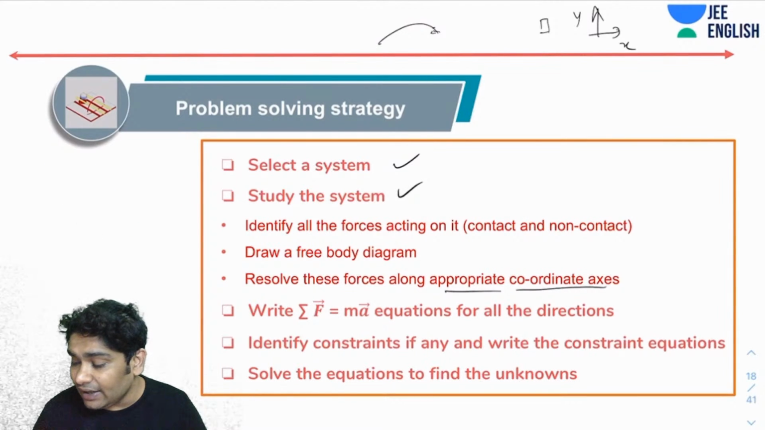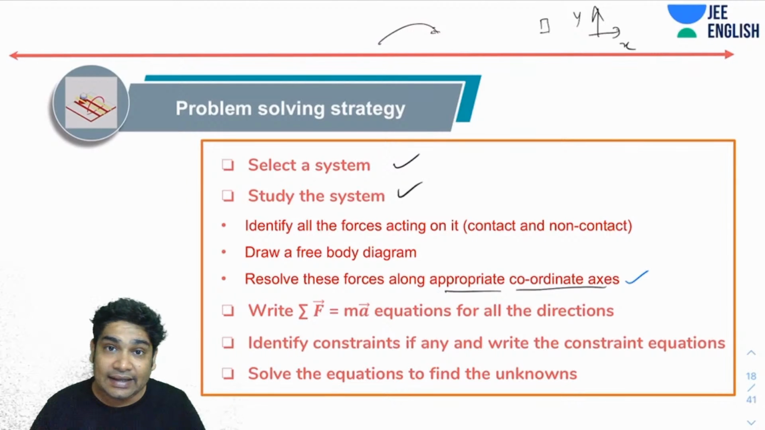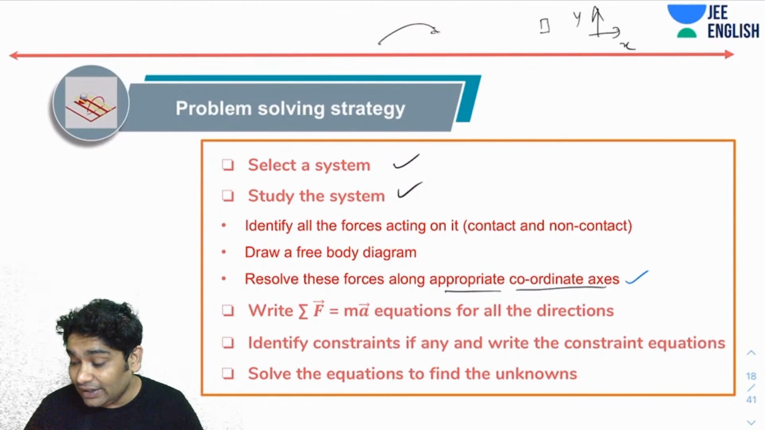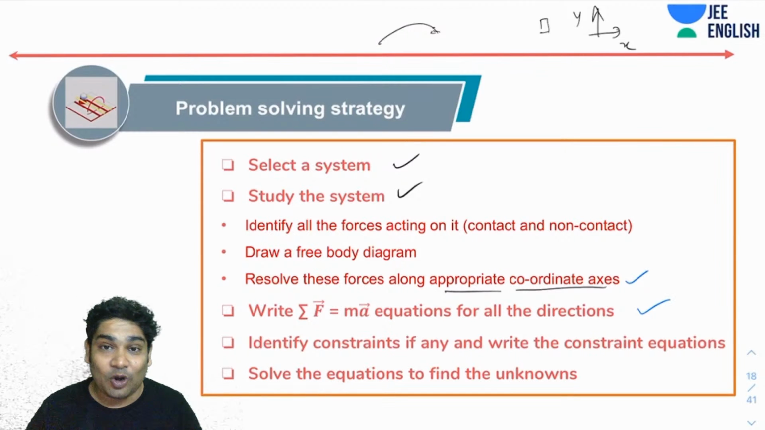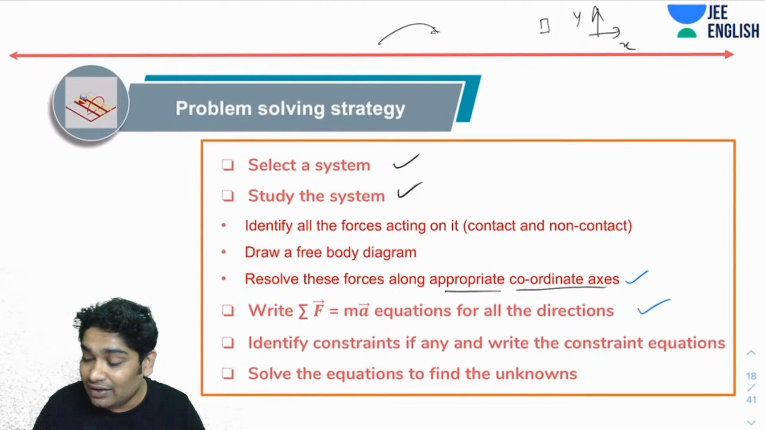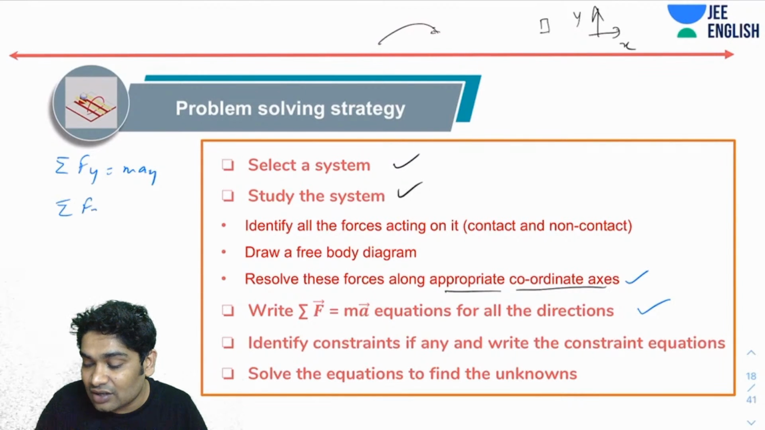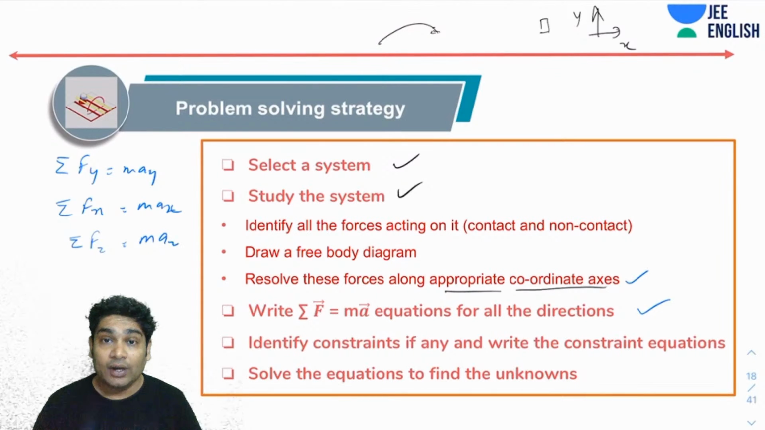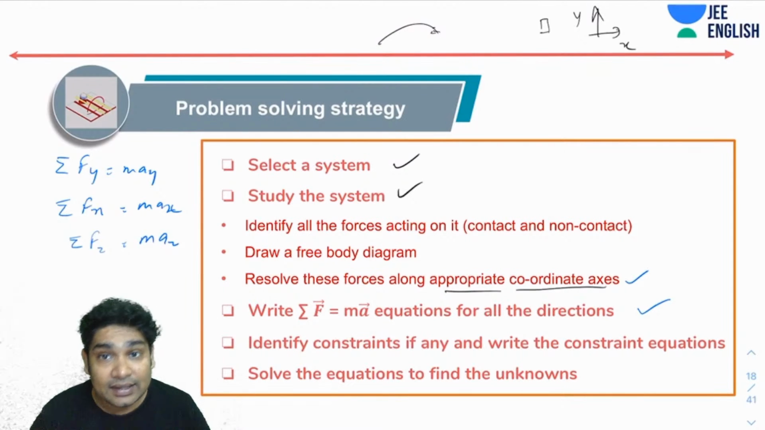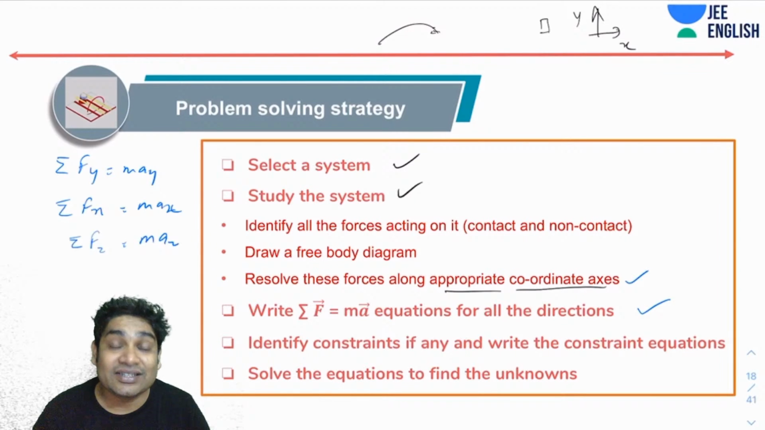So you can choose any coordinate axis, resolve all the forces along these, and then write F equals ma equations for all these directions. So you write summation Fy equals m ay. You write summation Fx equals m ax. And you write summation Fz equals m az. All right, so you write these equations. Then you identify constraints, if any.